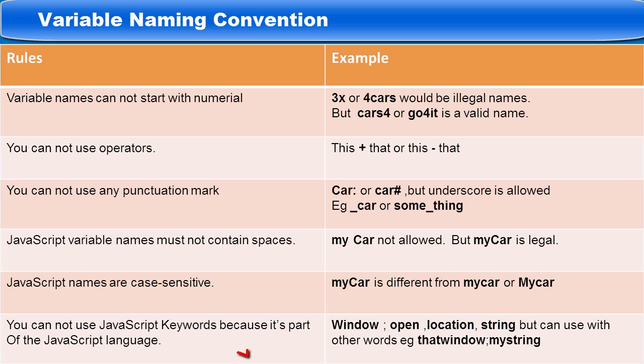Finally, you cannot use any JavaScript keywords. Keywords are parts of the JavaScript language itself. You can't use any of those for variable names. For example, window is a keyword in JavaScript. It's part of the language. Things like open is part of the language. Location or string, those are all part of the JavaScript language, so it will be illegal to use them on their own. However, you can use them in combination with other things, other keywords.